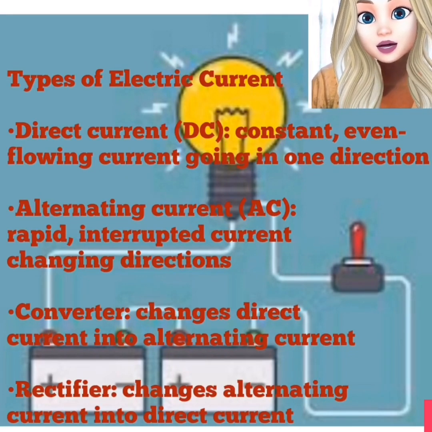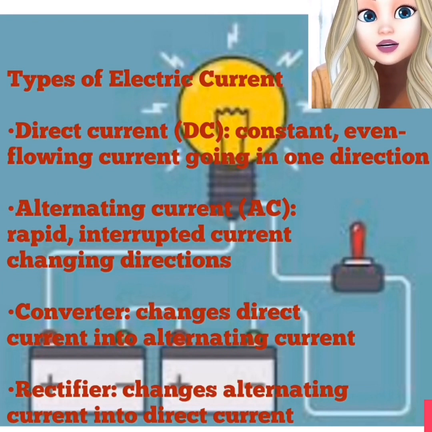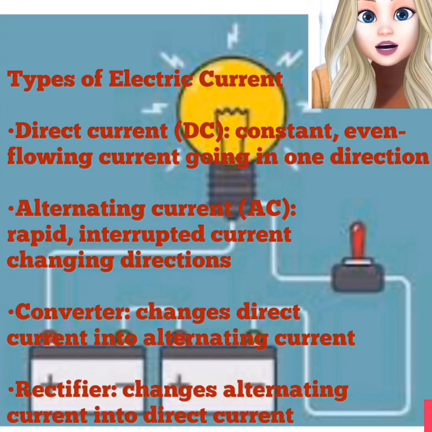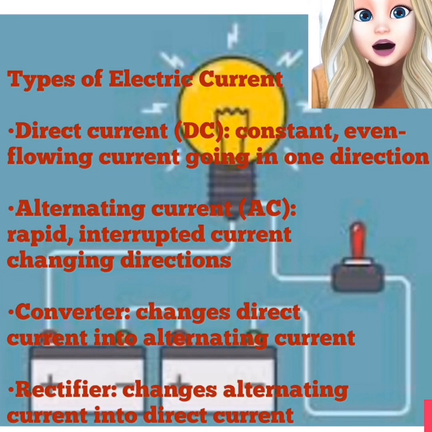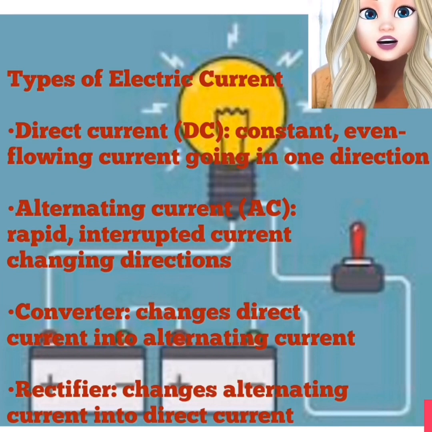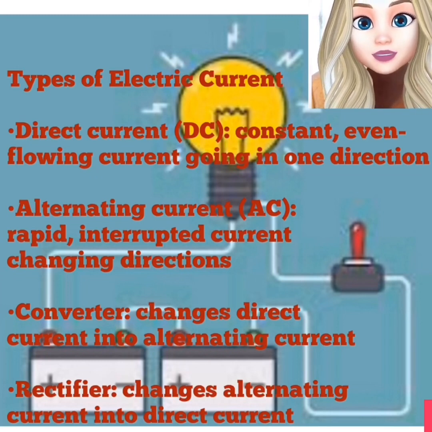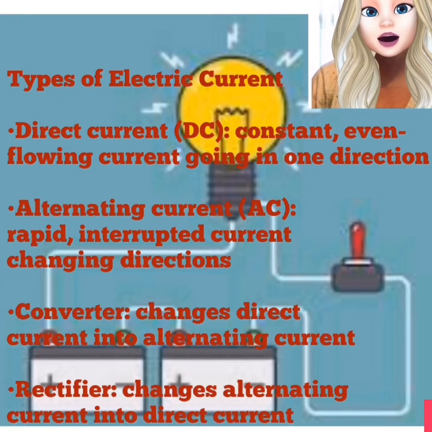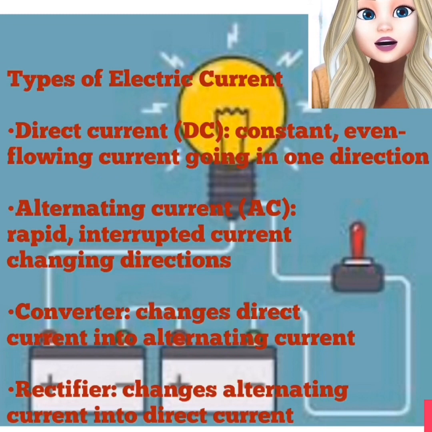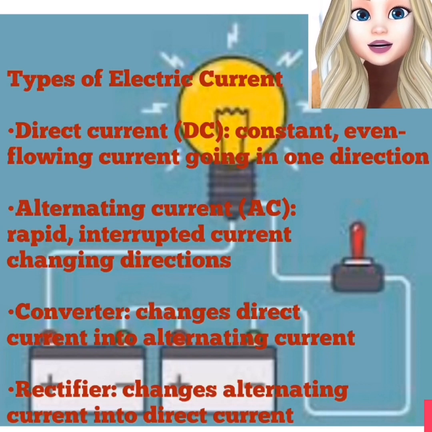Alternating current, abbreviated AC, is a rapid and uninterrupted current flowing first in one direction and then in the opposite direction. It is produced by mechanical means and changes directions 60 times per second. Corded hair dryers, curling irons, electric files, and table lamps that plug into a wall outlet use alternating current. A rectifier is an apparatus that changes alternating current, AC, to direct current, DC. Cordless electric clippers and mobile phone chargers use a rectifier to change the AC from an electric wall outlet to the DC needed to recharge their batteries.